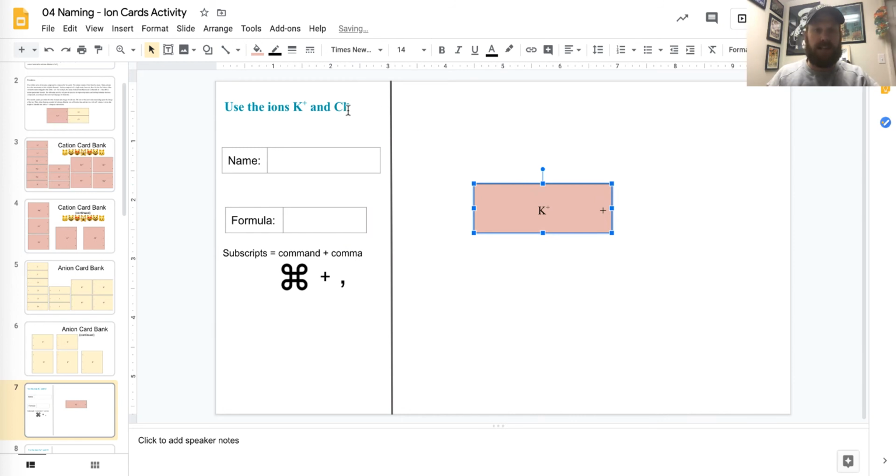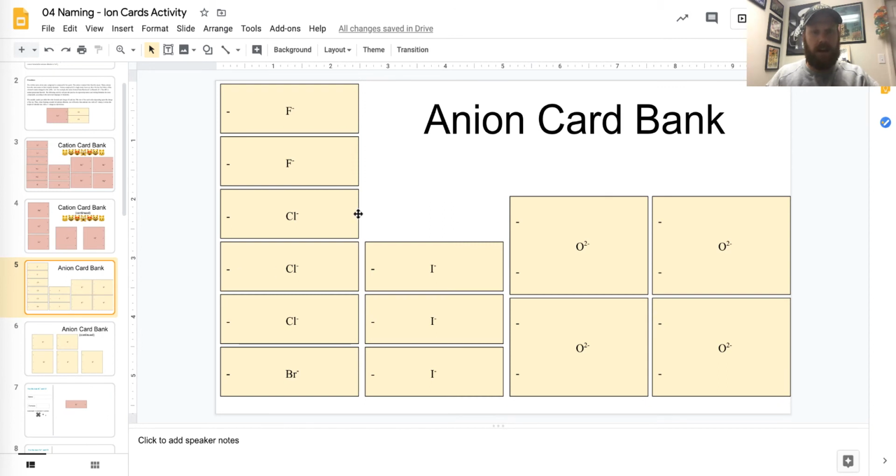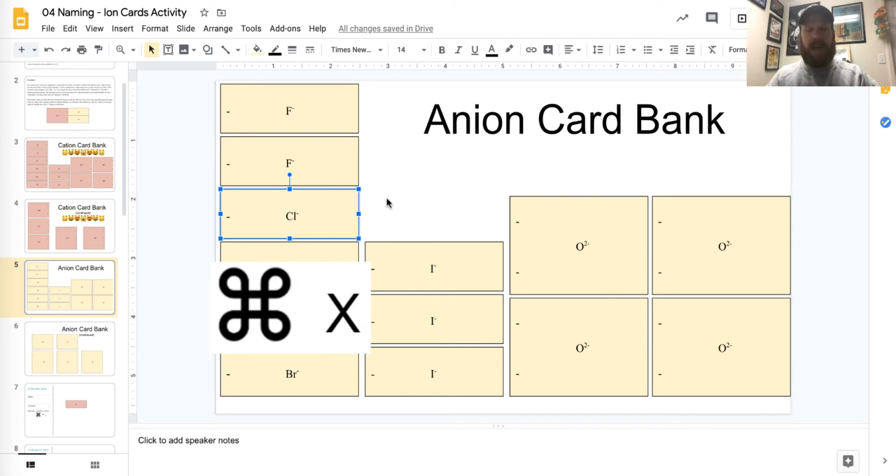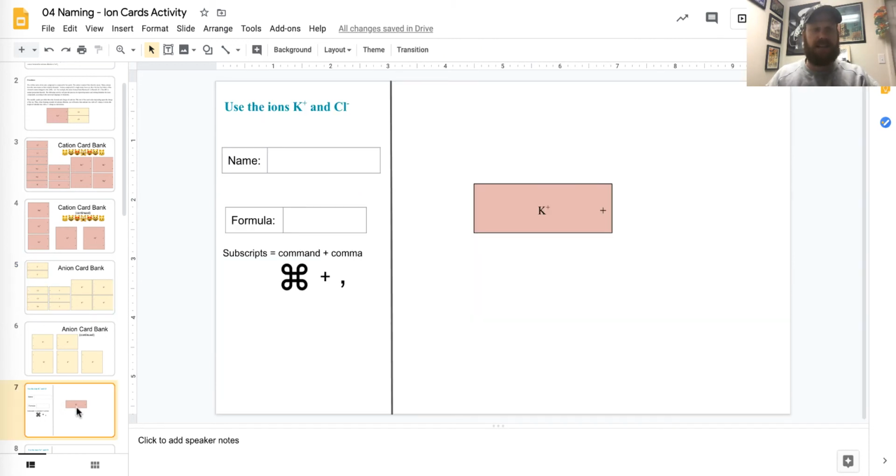Now I'm going to go get a Cl- card. So that's an anion. I'm going to go to my anion card bank. I'm going to click on the line of the text box to select the text box. I'm going to do Command X to cut it out. I'm going to go back to slide 7.